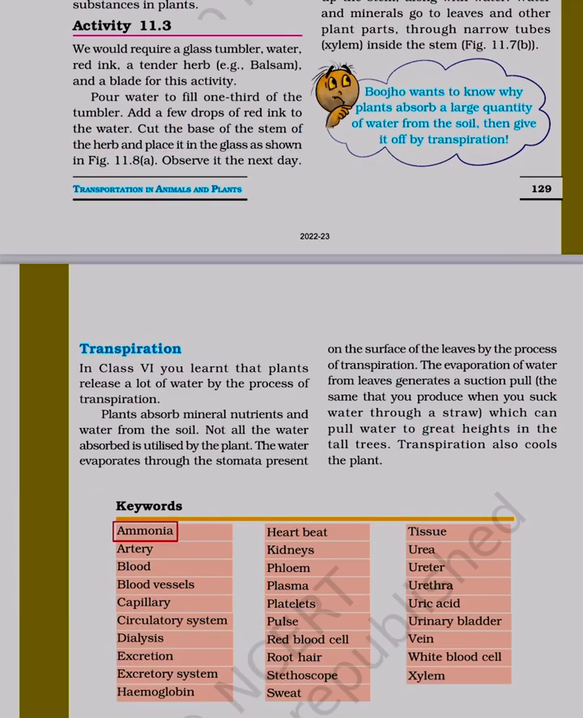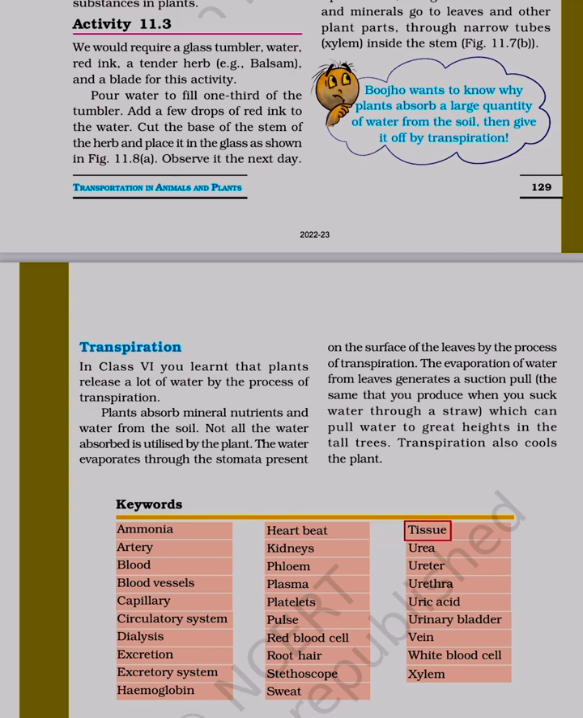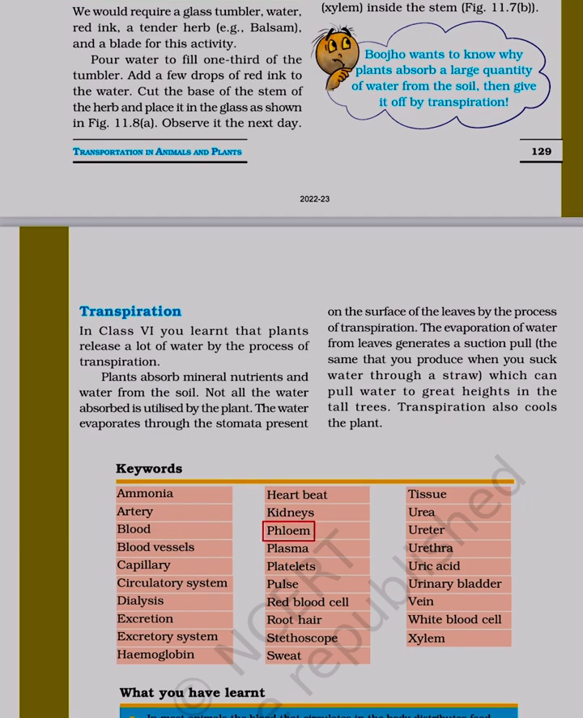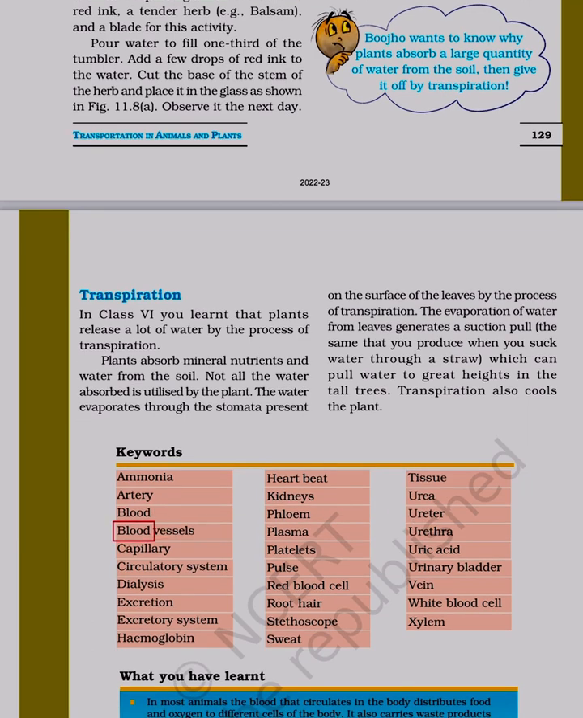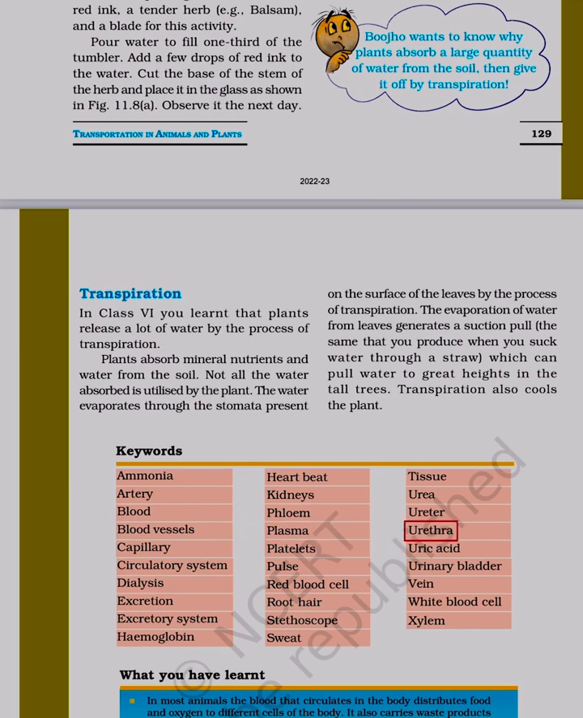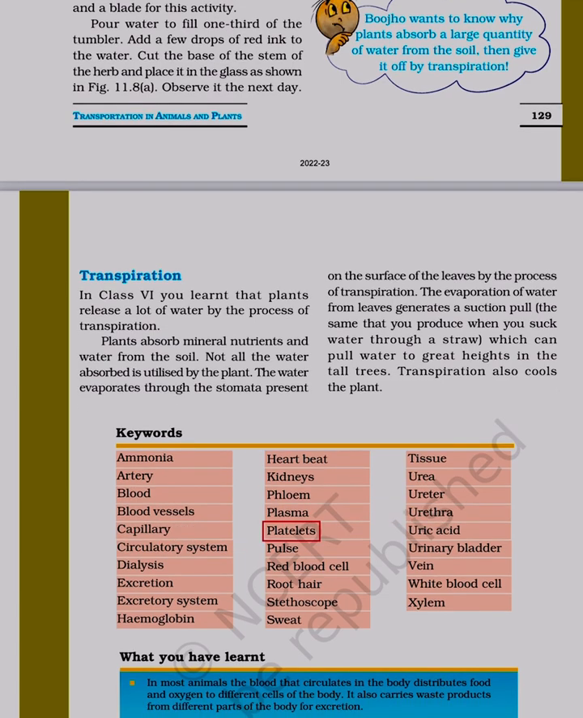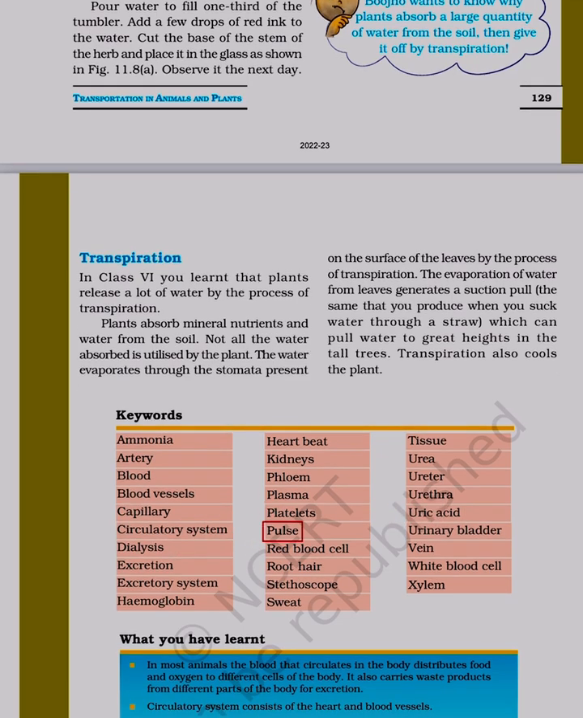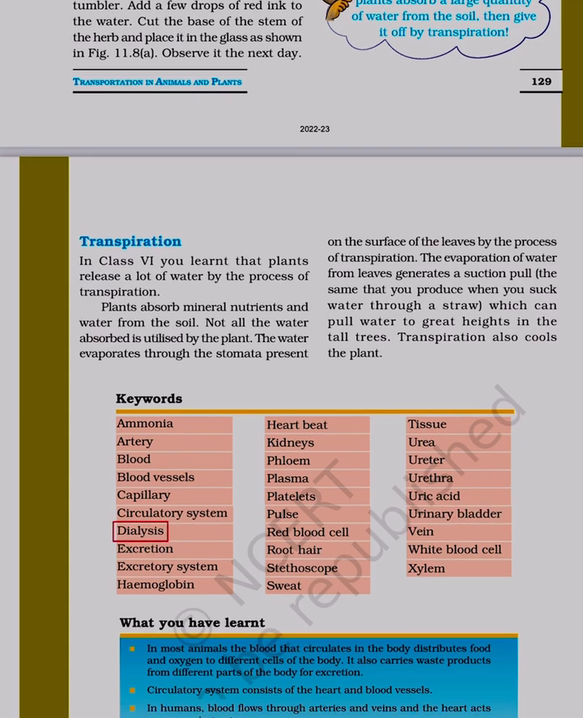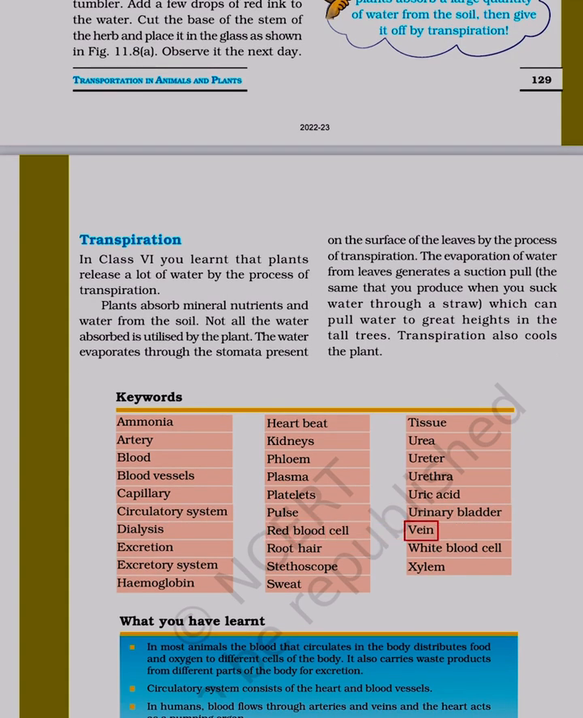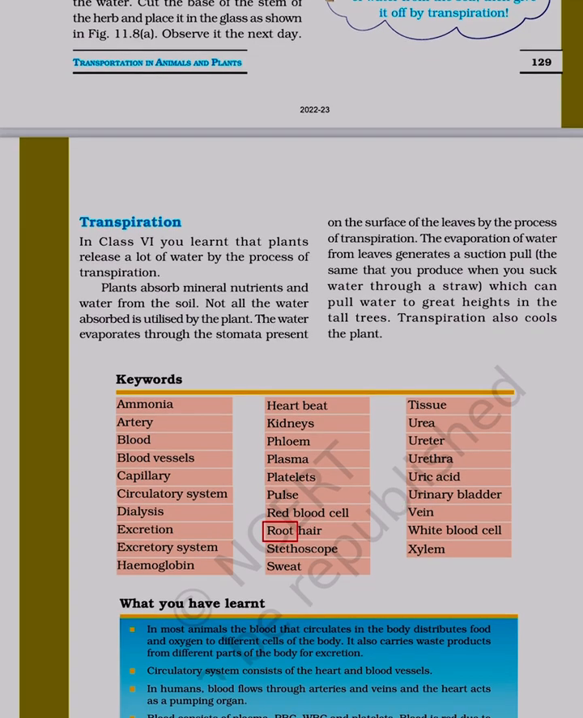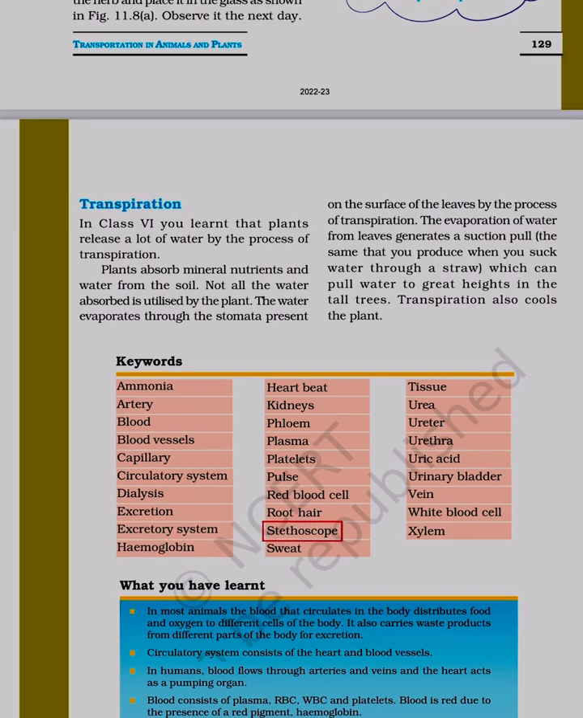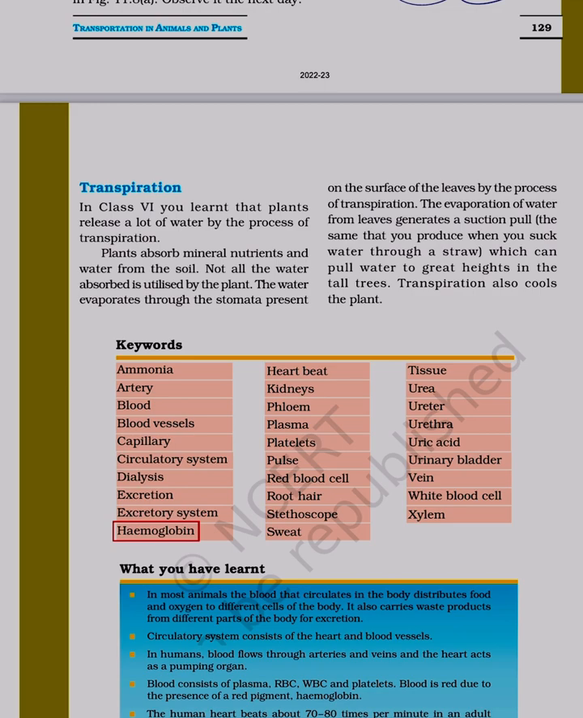129. Ammonia. Heartbeat. Tissue. Artery. Kidneys. Urea. Blood. Phloem. Ureter. Blood vessels. Plasma. Urethra. Capillary. Platelets. Uric acid. Circulatory system. Pulse. Urinary bladder. Dialysis. Red blood cell. Vein. Excretion. Root hair. White blood cell. Excretory system. Stethoscope. Xylem. Hemoglobin.